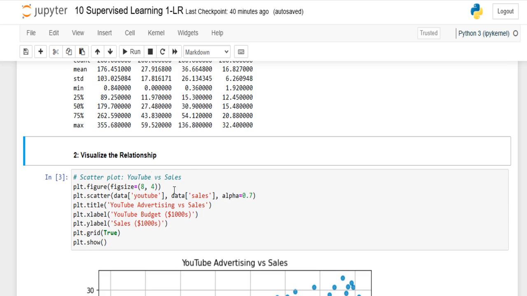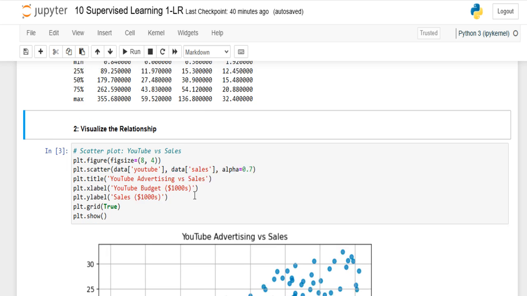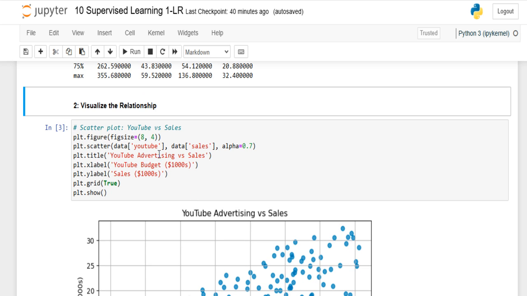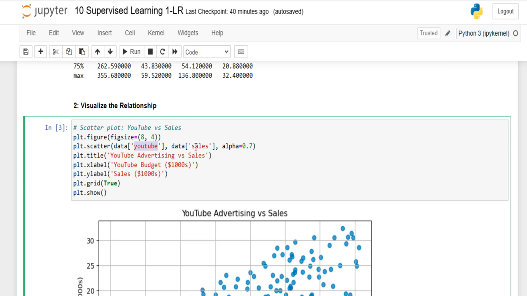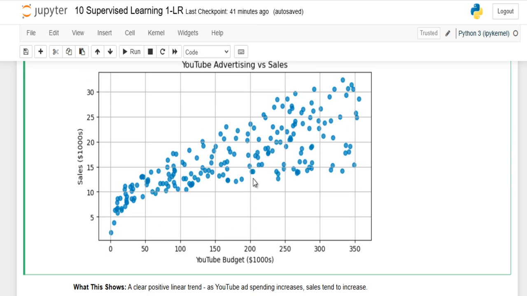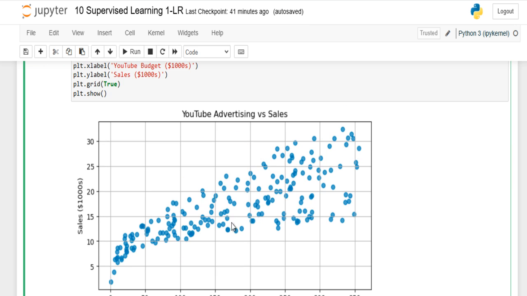Let's look at the relationship first. If you run it, we have our scatter plot showing here. I just bring in our scatter plot using our YouTube and our sales, with alpha of 0.7. You can use 0.5 if you want, I prefer 0.7. Then our title, our labels for the x-axis and y-axis, and we show the grid. This gives us a positive relationship: advertising on YouTube versus sales.